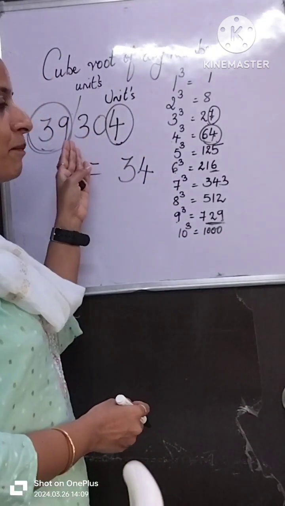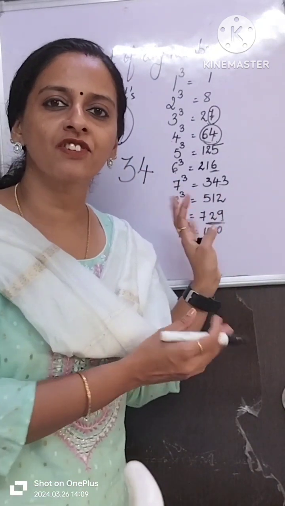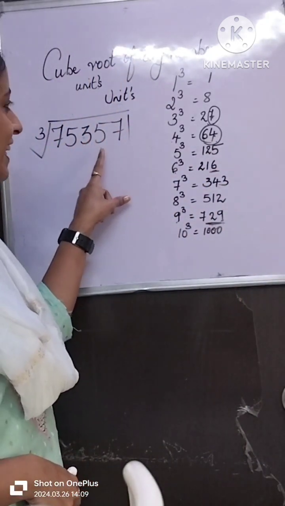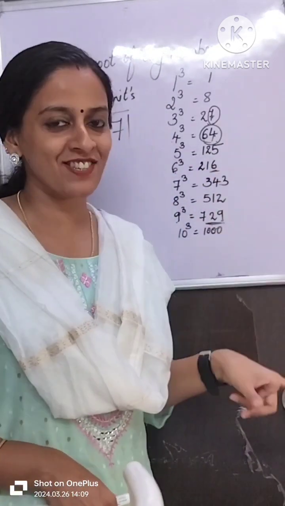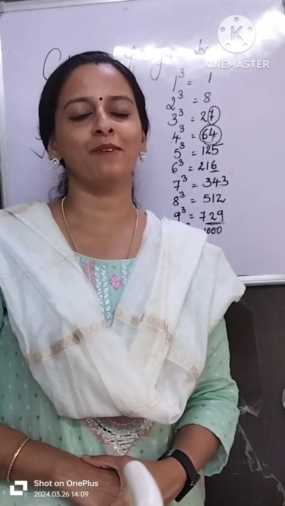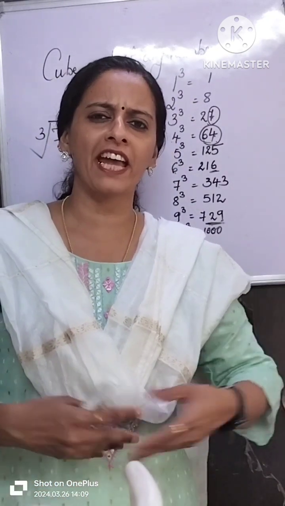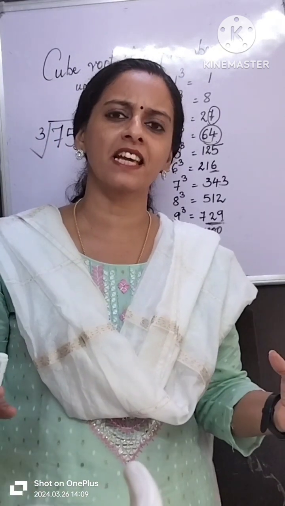The cube root of any number can be found with this trick within seconds. Now, a homework for you. I want you to find the cube root of 753571 with this trick. And please comment the answer below. I hope you liked this trick. You can use it for any competitive exams, your maths exams.